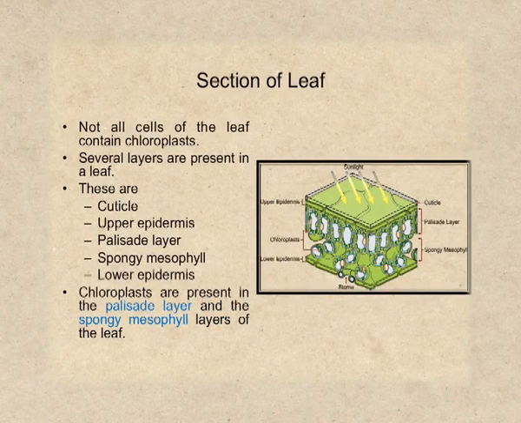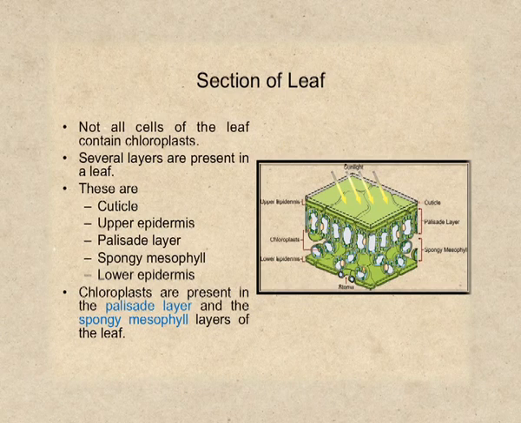Now, is the chloroplast present in every cell of the leaf? No. It is present only in some cells of the leaf. For this, let's quickly go through the different layers of a leaf. There are several layers present in a leaf. See the image on the screen. It is the image of the section of leaf.